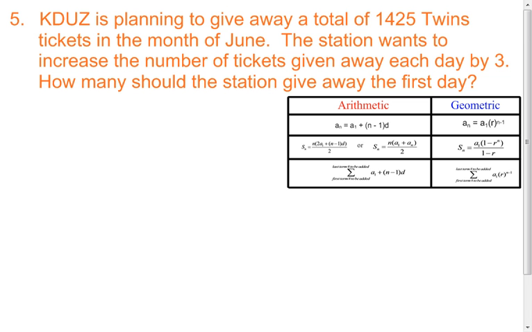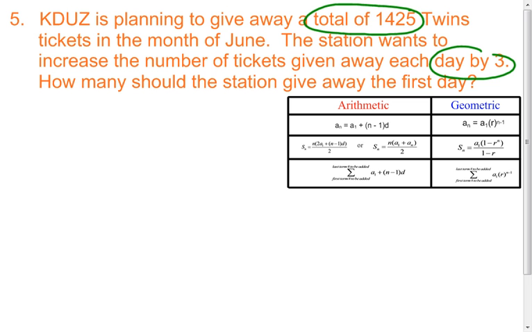So the problem is I'm trying to solve for n, and the only thing I know is that they gave a total of 1,425 tickets away, and that's it. Okay, I don't know what they gave away the first day. I know that this tells me, and by the way, the station wants to increase the number of tickets given away each day by 3.